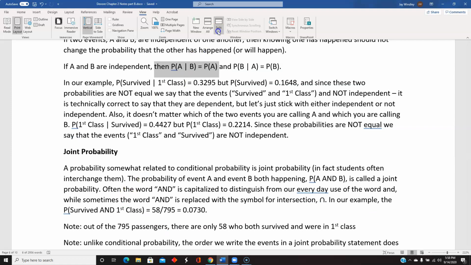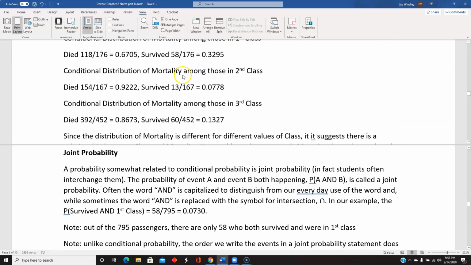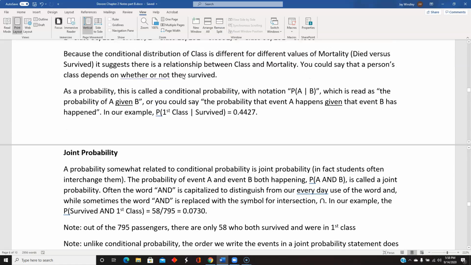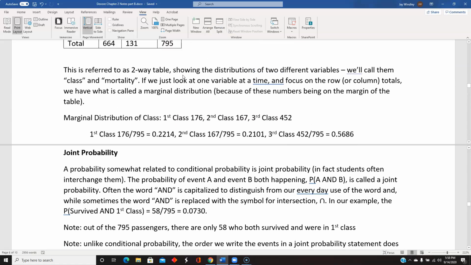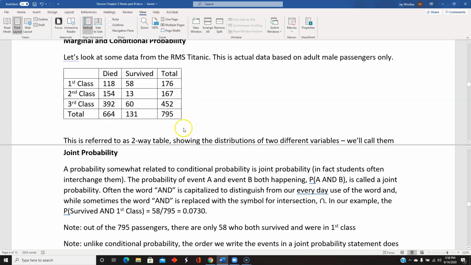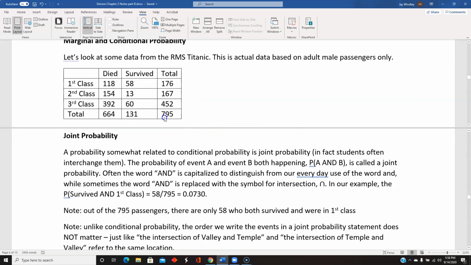Anyways, in our case, let me go back to my split window. In our case, if we look at the probability that someone survived and was in first class, well, out of 795 passengers, there's only 58 who both were survivors and in first class. So 58 out of 795 is about 7%.